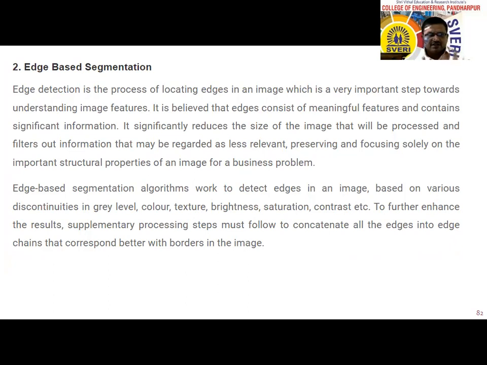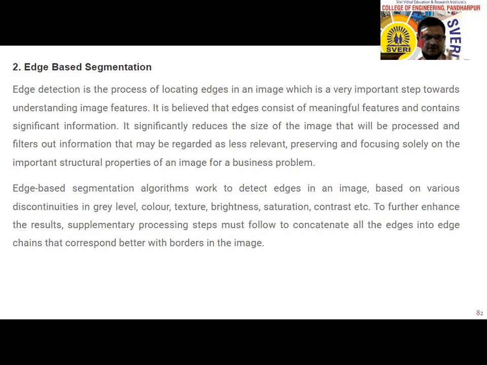Edge-based detection is the process of locating edges we have seen already in an image, which is a very important step towards understanding image features. It is believed that edges consist of meaningful features and contain significant information. It significantly reduces the size of the image that will be processed and filters out information that may be regarded as less relevant, preserving and focusing solely on the important structural properties of an image of a business problem.